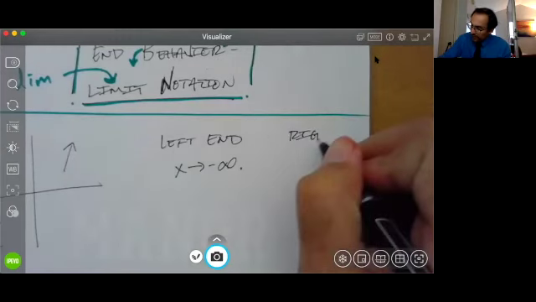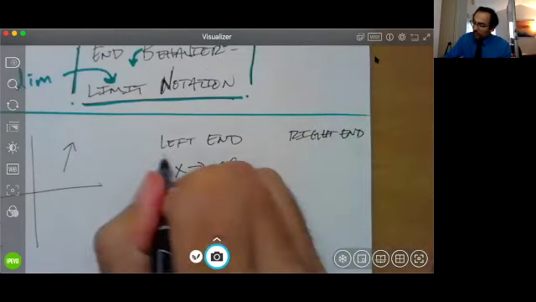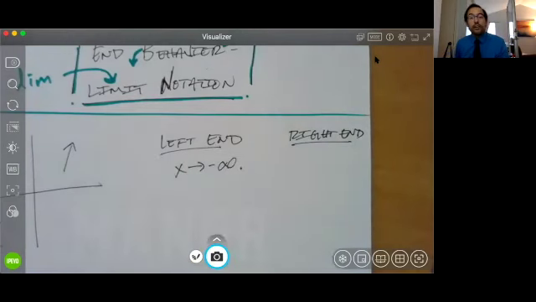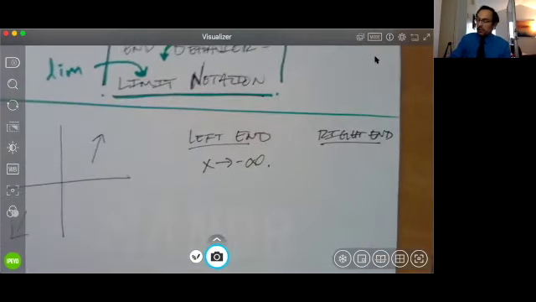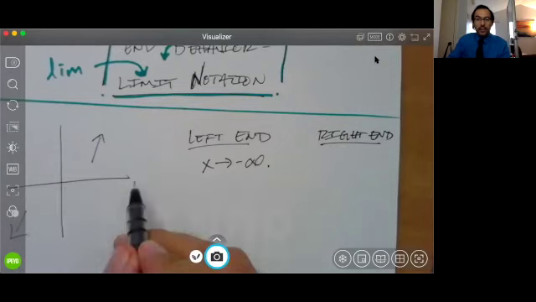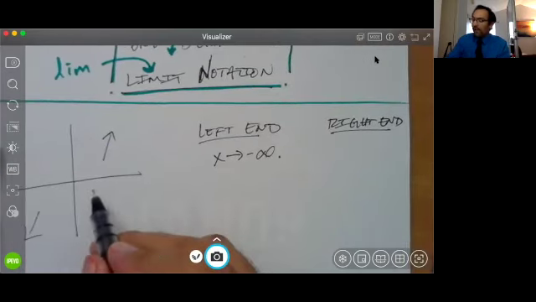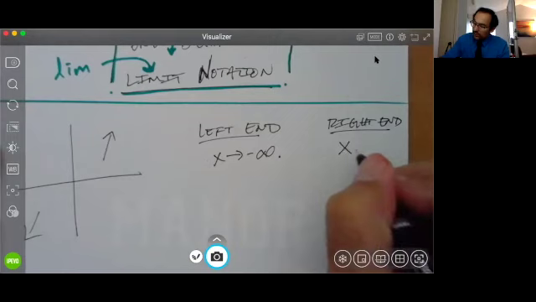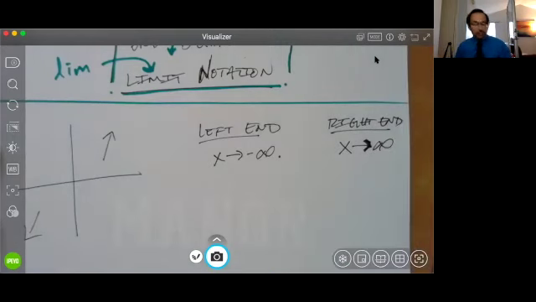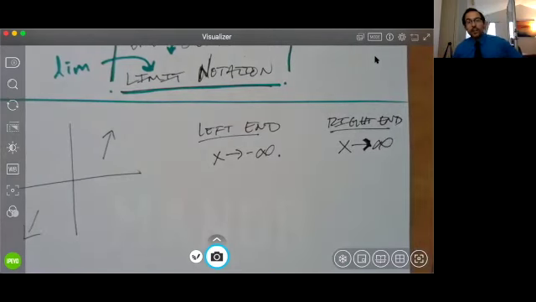The right end will be very similar. If I look at the right end on any number line, if I go further and further to the right and I keep going, what are my x values approaching? They're getting bigger and bigger, closer and closer to positive infinity. So instead of saying on the left it goes down and on the right it goes up, we're going to say as x goes to negative infinity, and then we're going to keep filling in the blank. And then on the right, we're going to say as x goes to positive infinity.